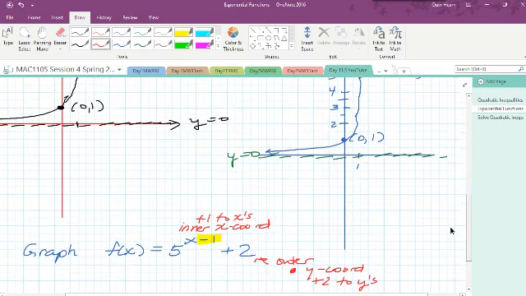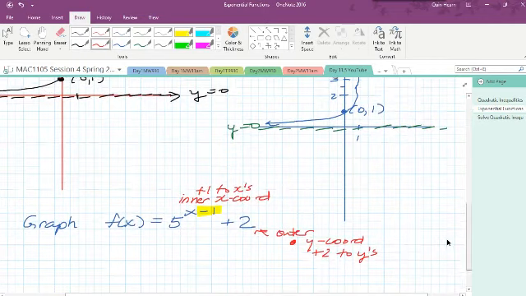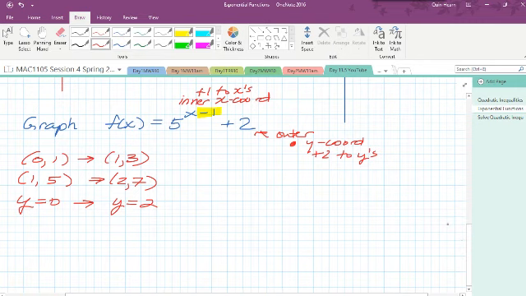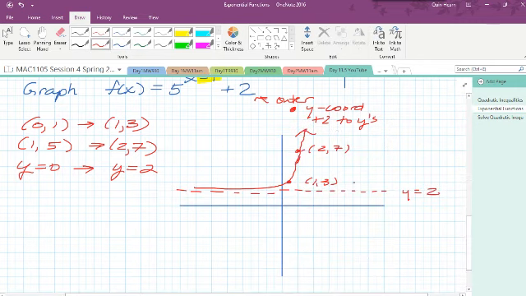Okay, so we're back. So we're going to take that graph that we just saw up here of f of x equals 5 to the x, and we're going to shift those key points (0, 1) and (1, 5), and the asymptote y equals 0. We're going to add 1 to each of the x's and add 2 to each of the y's. And let's see what we get.